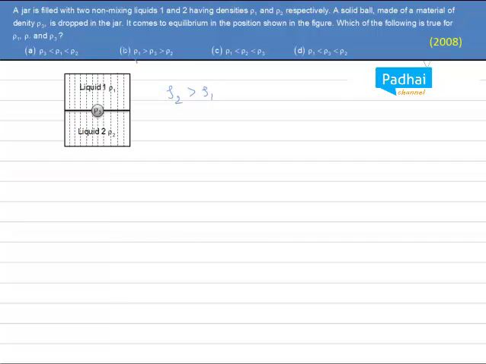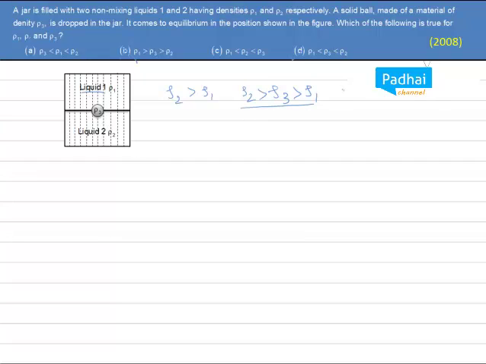Now what about ρ3? ρ3 is at the interface. That means it is at the bottom of liquid ρ1, so ρ3 is greater than ρ1. But this solid ball is floating over ρ2, which means ρ2 has a higher density as compared to ρ3. So this is correct, and option D is correct.